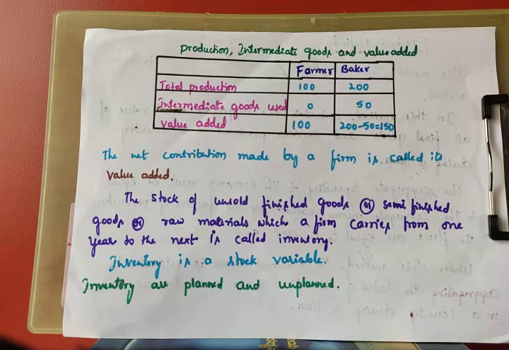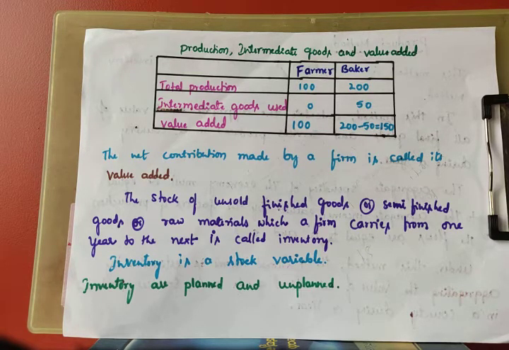So the net contribution made by a firm is called value added. Here 100 is value added and 150 is also value added. The total is 250. All the variables are expressed in terms of money only, so value added we can also calculate in terms of money.